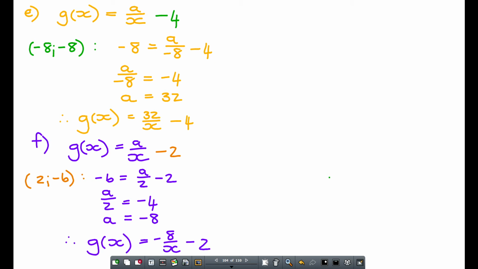En dan gaan ek hê gx is gelyk aan 32 oor x minus 4. You've got to end off with a full equation. Dan by F, again, they're talking about gx. Ons begin met ons asymptoot van -2. As ek dit eers ingestel het, gaan stel ek in my koördinaat wat hulle vir my gegee het. So dan -6 is gelyk aan A over 2 minus 2. If I work with that, I'm going to get A is -8. En dan moet jy vir my eindig met die volle vergelyking.